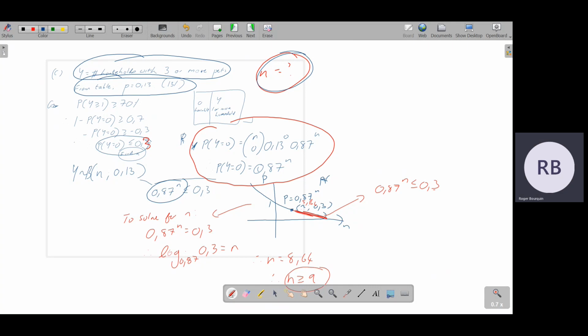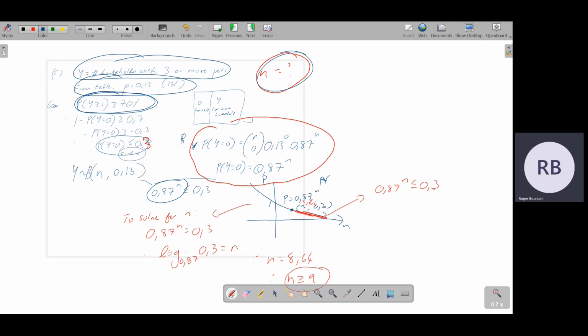Now they want to know the probability that in a random sample, we don't know how big the sample is, the question says the probability this new sample contains at least one household with more than two pets must be bigger than 70%. So if I let y be equal to the number of households with 3 or more pets, we want the probability that y is bigger than or equal to 1 to be bigger than or equal to 70%.